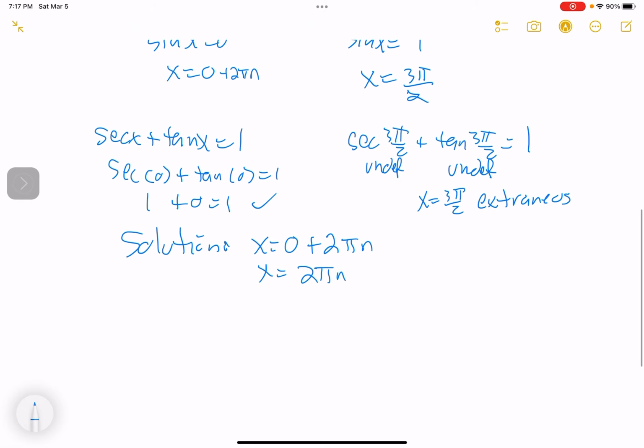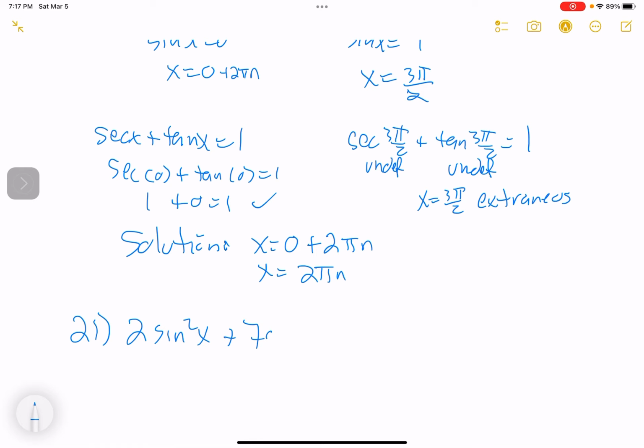Okay, the other one that we had that was asked, I have a whole set I'm working on, but I'm going through them, like I said, 2 at a time, so the videos don't get too long. We have number 21, 2 sine squared x plus 7 sine x equals 4. Now in this one, they want the solutions to be in the interval from 0 to 2 pi, not inclusive of the 2 pi. Maybe it was inclusive.